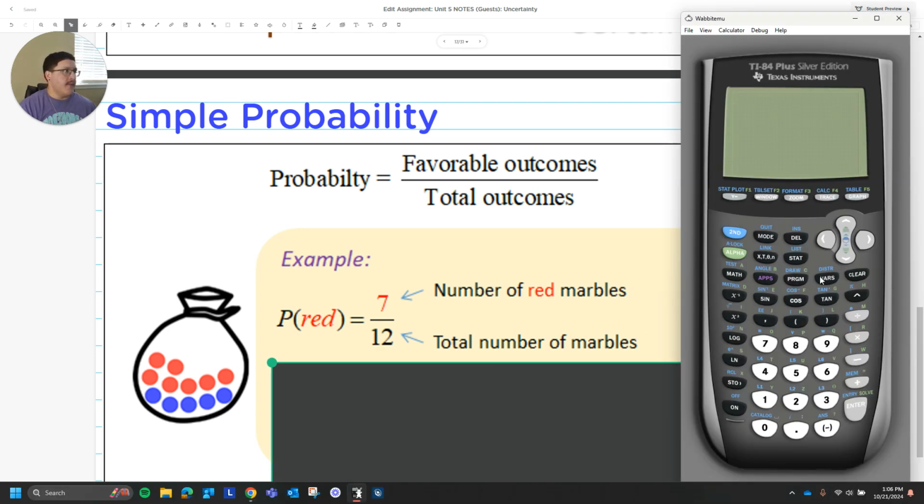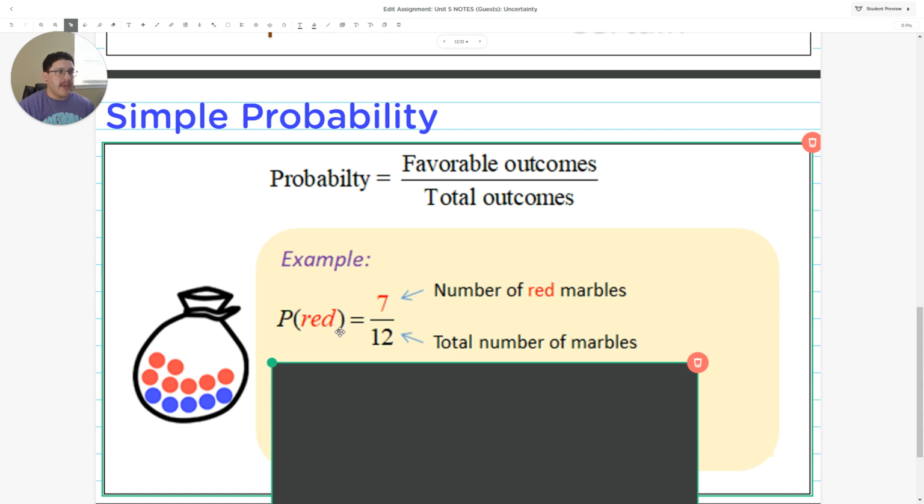Okay, if you want to change that into its percent, take 7 divided by 12, multiply by 100, and this says it's about 58.3% that you will choose a red marble from a bag of red and blue marbles out of a total of 12. So 7 out of 12 will be red, or in percent, 58.3%. Now, same thing with blue.